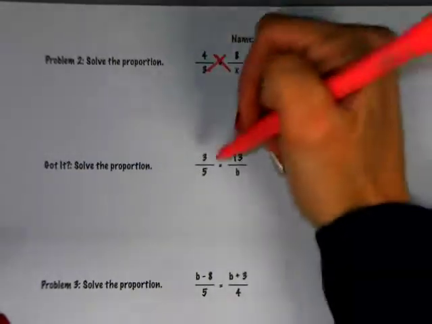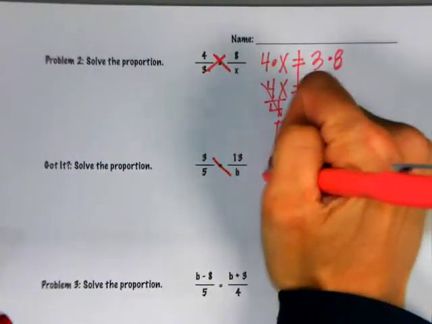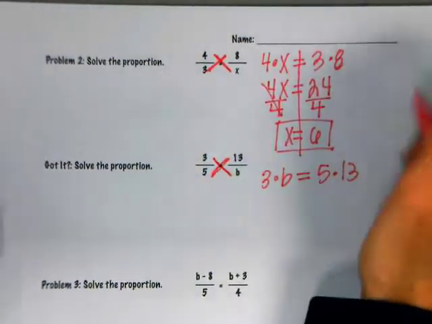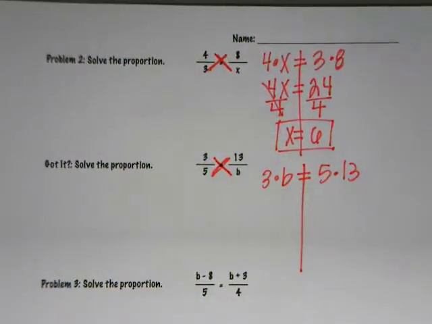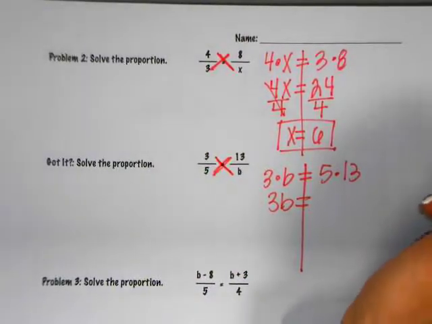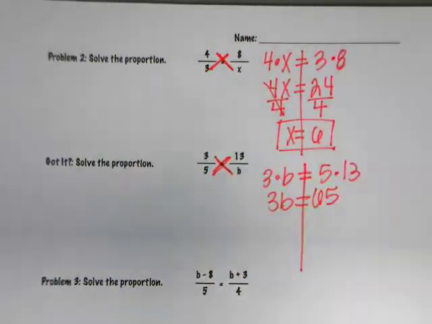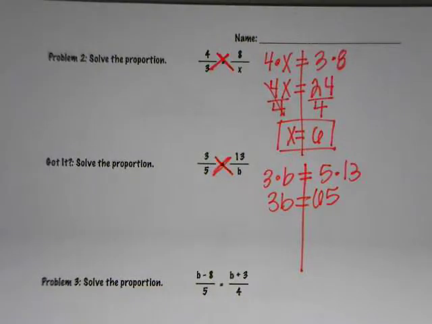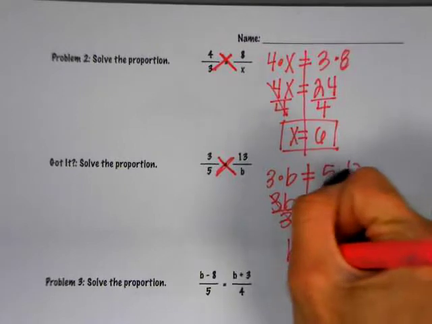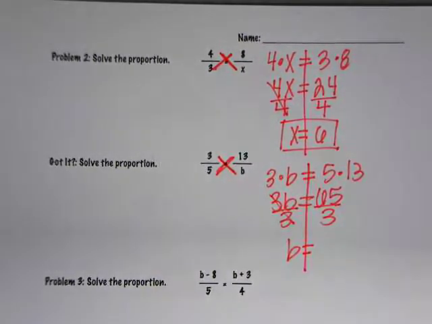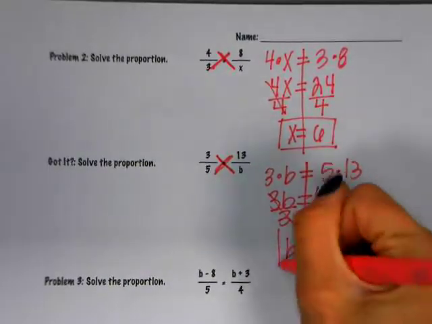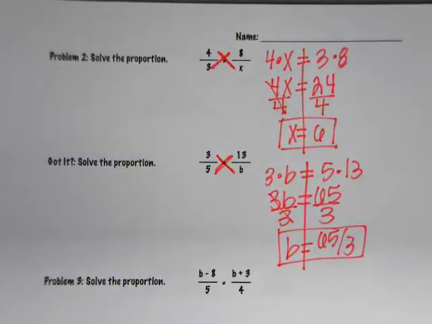All right, so on this one, you should do 3 times b equals 5 times 13. So you get 3b equals, what's that, 65? Okay, and then what? So that one is a repeating decimal, right? So just leave it at 65 over 3. No mixed numbers. Just keep it.